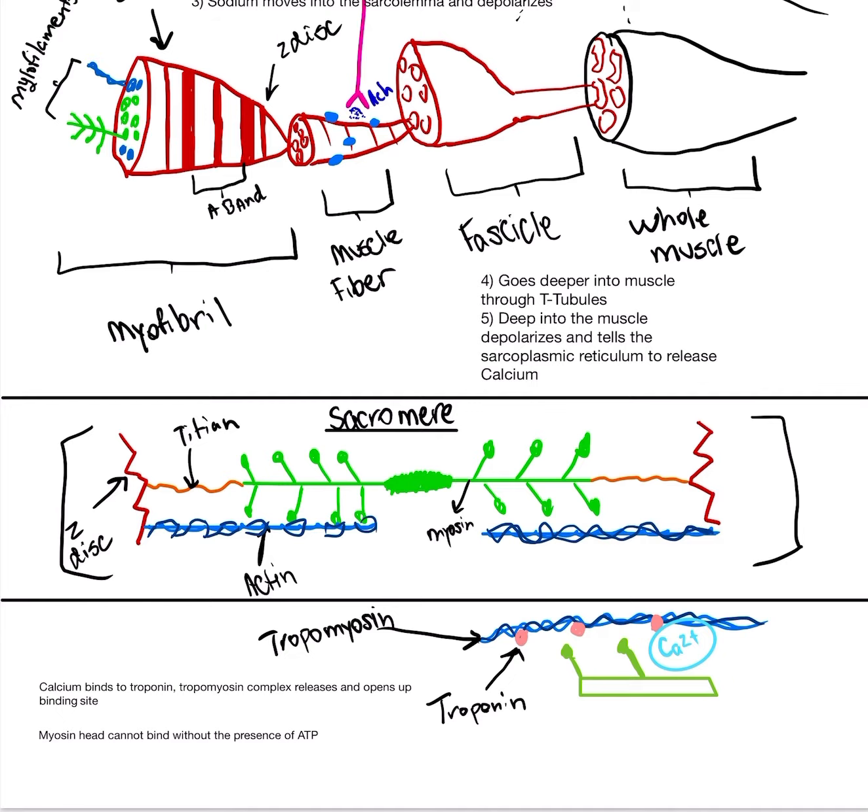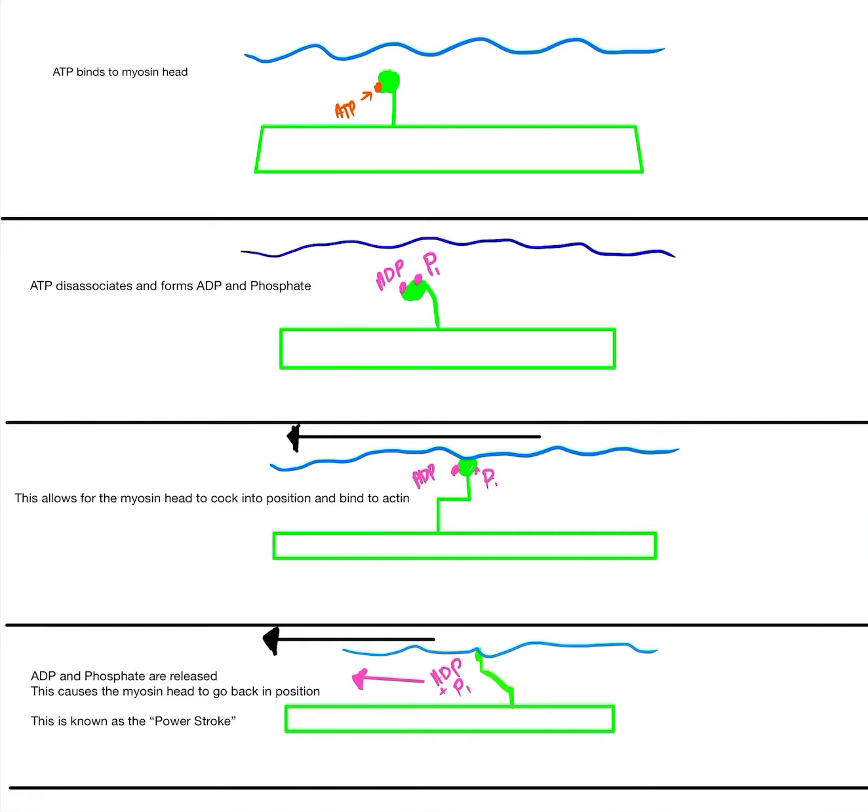But the myosin head cannot bind without the presence of ATP. What happens is ATP binds to the myosin head, and just for reference, because there are no labels, this is the myosin and myosin head, and this is the actin. ATP binds to the myosin head, then ATP dissociates and forms ADP and phosphate, which is right here. This allows the myosin head to cock back into position and bind to actin, which is the third step of sliding filament theory.